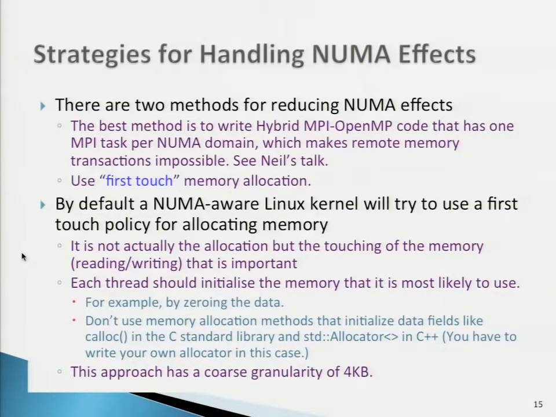It also, if you go and look inside the definition of that allocator, actually goes through and initializes the values to 0. So if you want to use an allocator in C++, you can basically cut and paste the standard allocator and then modify it so that it doesn't initialize the memory when it allocates it. And then you can later on write your own custom allocator that will have an OpenMP loop in it and initialize the memory.